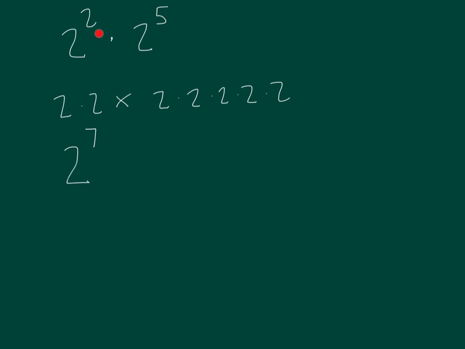Well, looking at the exponents here, we have a 2 and a 5. Isn't it funny that those two added together give you a 7? So yeah, as it works out, if we take those exponents, 2 plus 5, and add them together, we end up getting 2 to the 7th, which is what 2 squared times 2 to the 5th is: 2 to the 7th power.